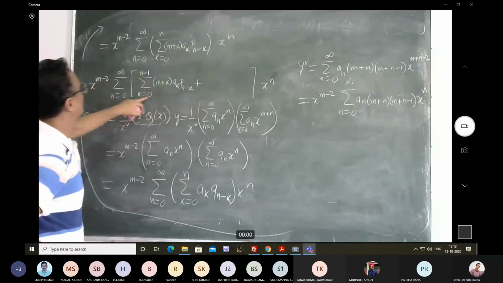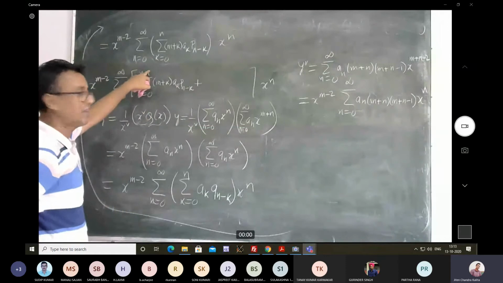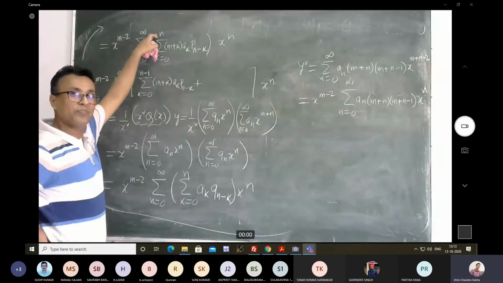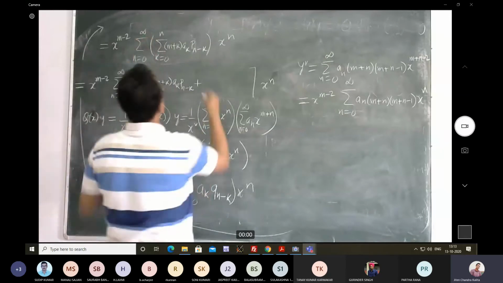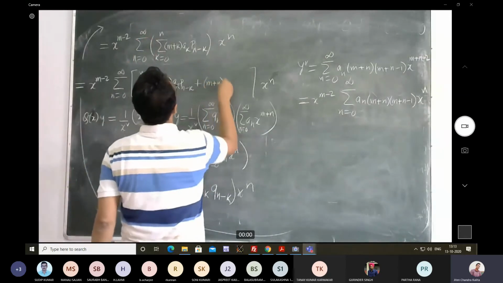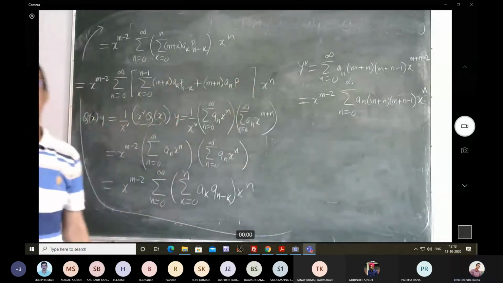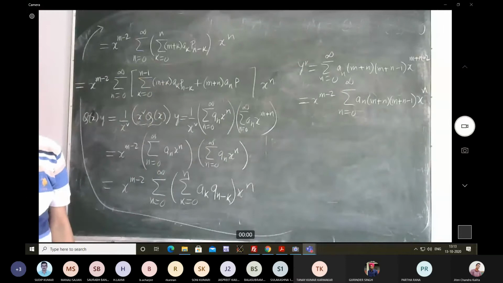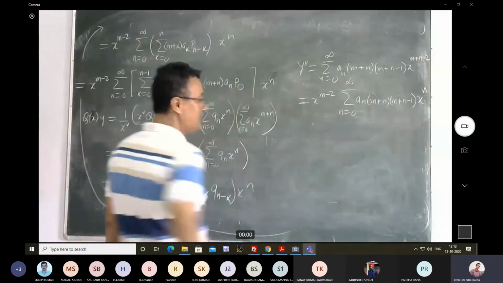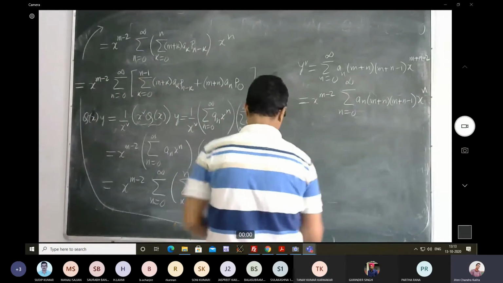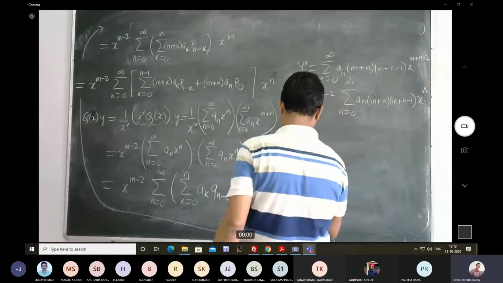Fine? k equal to 0 to n minus 1, right? And then the next term is going to be simply k corresponding to n. Is it okay? So that is going to leave me with n plus n, a_n p, p what? p naught, yes. Fine. And similarly for this one, it is pretty straightforward. This one, it is pretty straightforward.